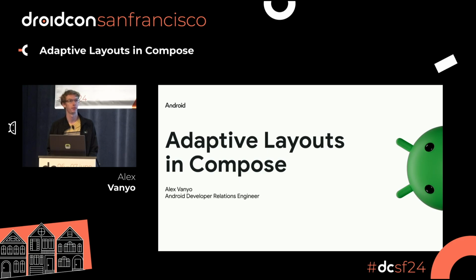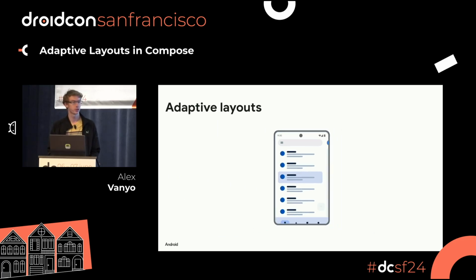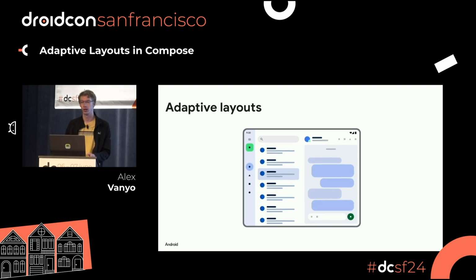I'm going to talk about what adaptive layouts mean, specifically for Compose, and what makes adaptive layouts seem a bit tricky at first. Then I'm going to do a bunch of live coding to walk through some examples to see how to build these in Compose effectively. So let's start with what adaptive layouts are.